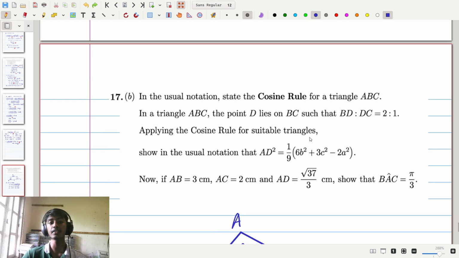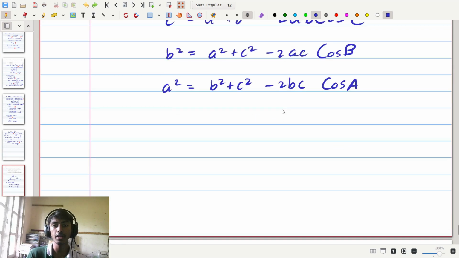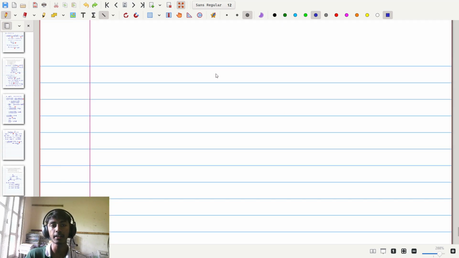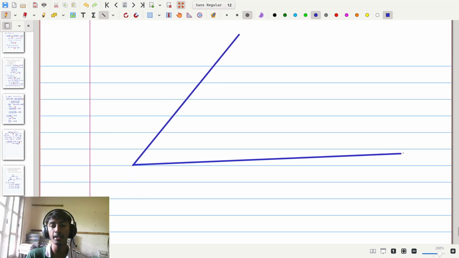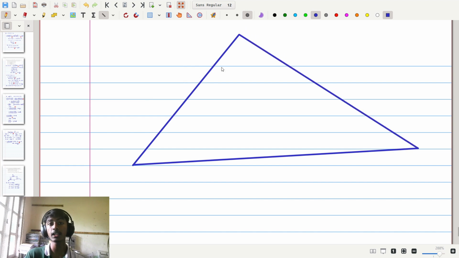Now given this, the question then says, in a triangle ABC, the point D lies on the side BC such that the ratio of BD length to DC length is 2:1. Going down, let's consider a triangle ABC in the standard notation, where the side length BC, which I'll take as the bottom side here, is broken in the ratio of 2:1. So that means that the point D will be somewhere approximately over here. And according to that, the length AD will be represented by this line right here.